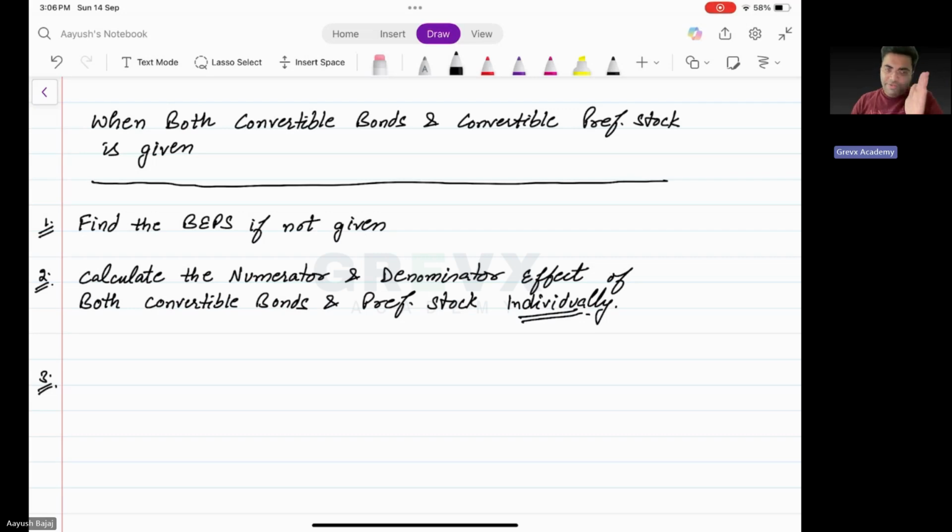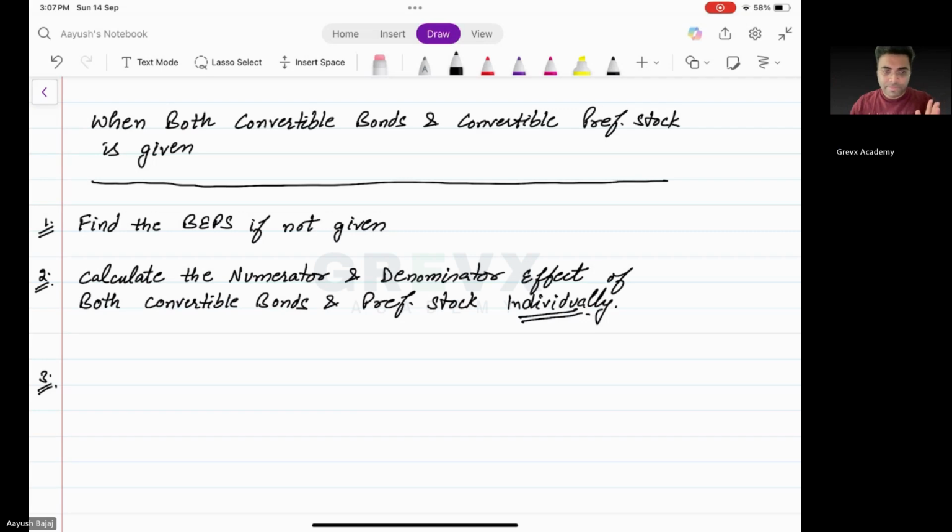So you will do this individually for convertible bonds and individually for preferred stock. Don't take the entire computation. Just take the effect of bonds. That means interest divided by the number of shares that will be converted.